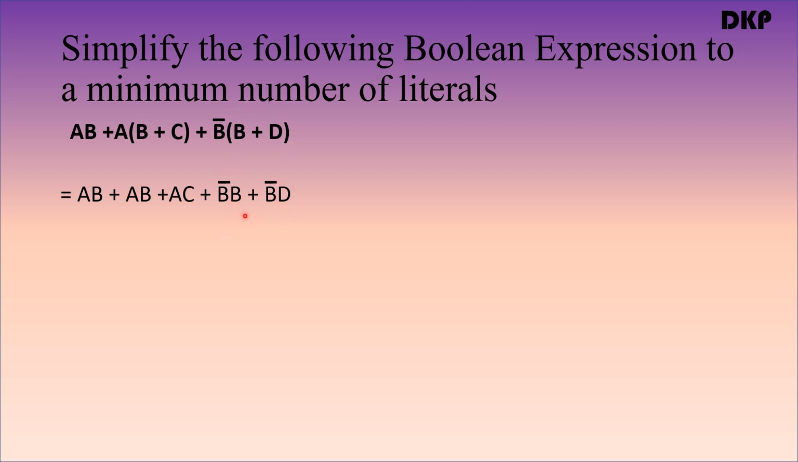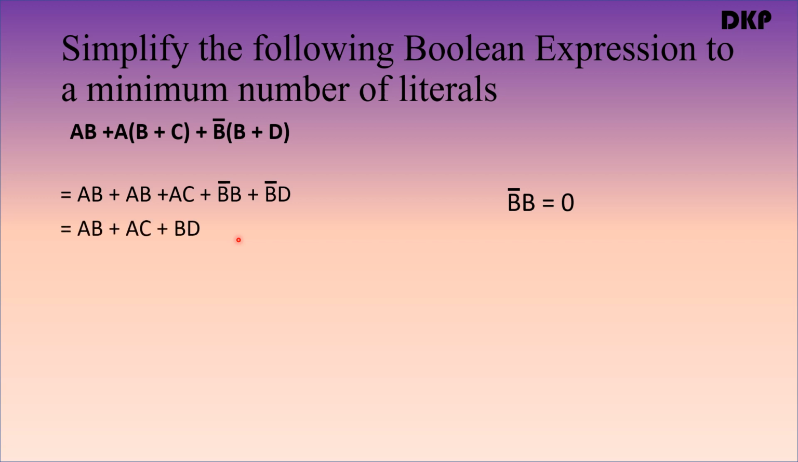Now what is B bar into B? B bar into B is equal to 0. Therefore, in the next step, this term will be reduced to 0, as well as here you can see AB is repeated, that is AB plus AB. What is A plus A? A plus A is equal to A. Therefore, AB plus AB is equal to AB.